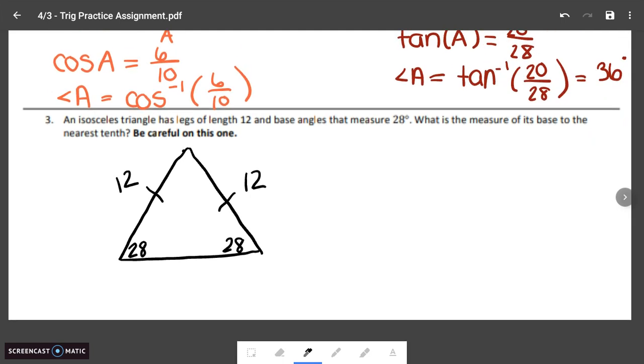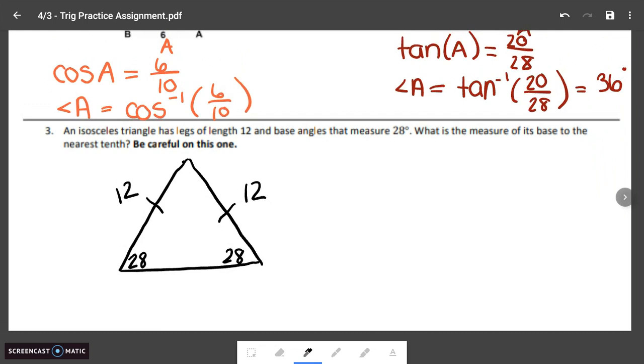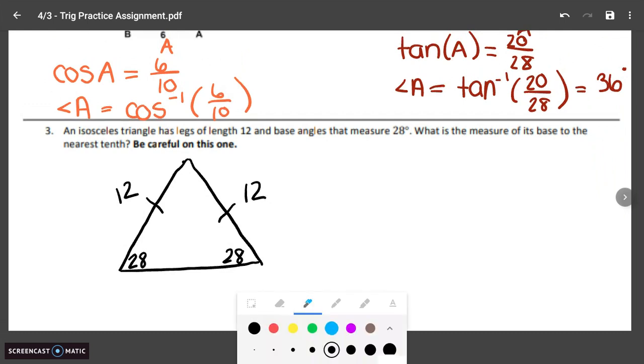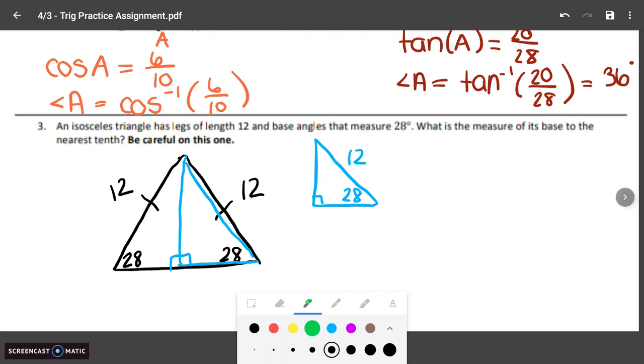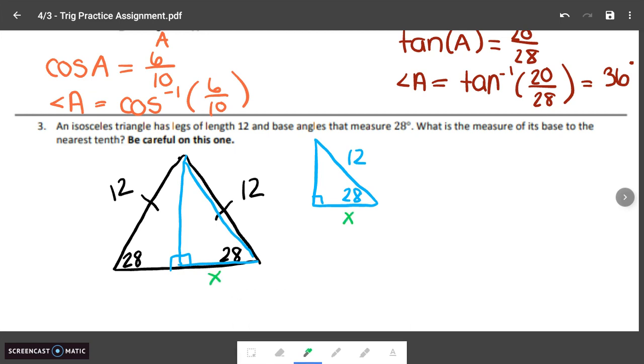So we dealt with a question similar to this, but we haven't done this exact question at this point in time. The thing that you have to remember about trig is that we need a right triangle. So I'm going to draw in the altitude. Now, notice what I've done by doing that. I have this right triangle now, where I still have 12, and I have the base angle of 28. And we're looking to find the base. So I can find this piece right here.